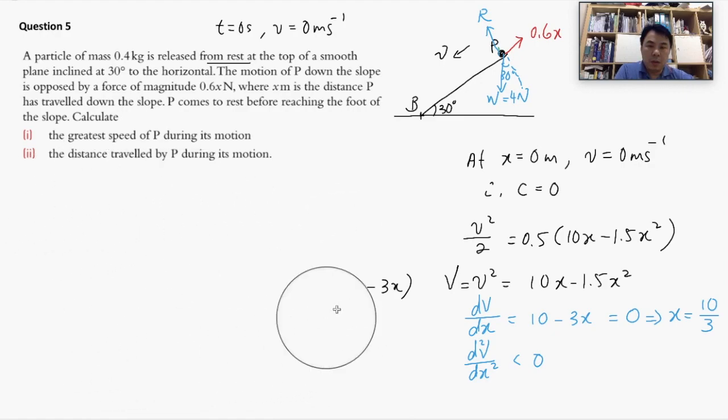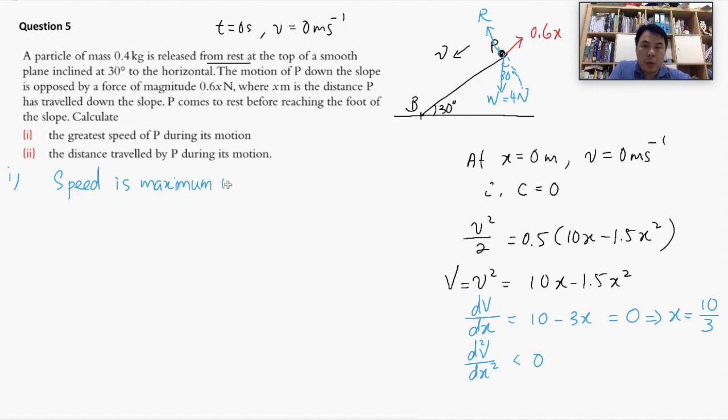We're still on number 1. Speed, just let me write a few conclusions here. Speed is maximum when x is equal to 10 over 3 meters. So we're going to find the maximum speed. So maximum speed is given here. V is equal to 10 over 3 minus 1.5 times 3 squared.